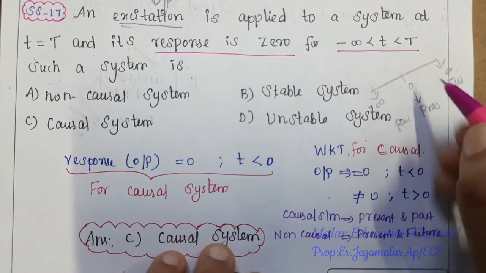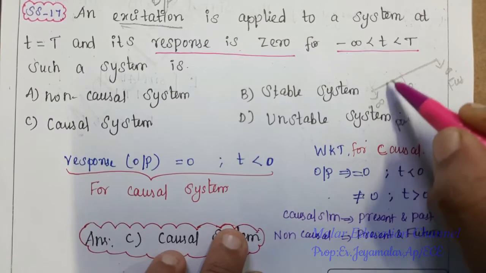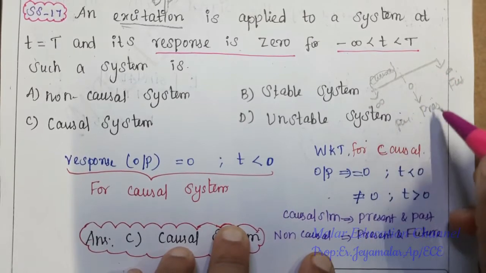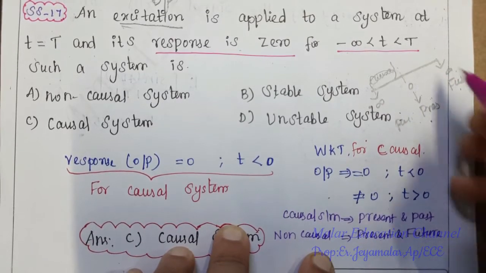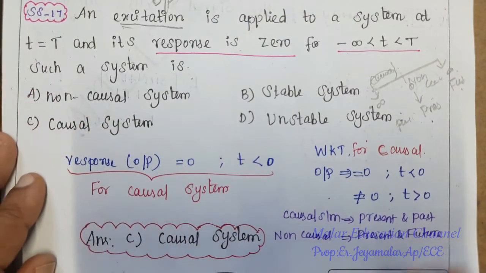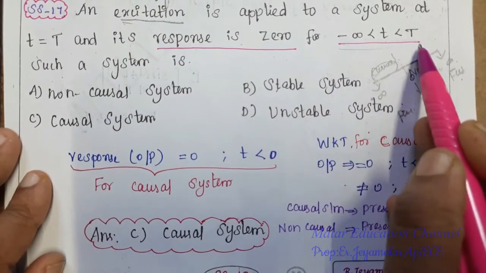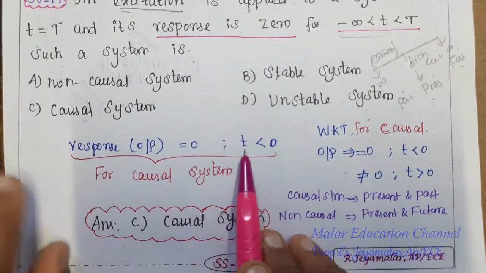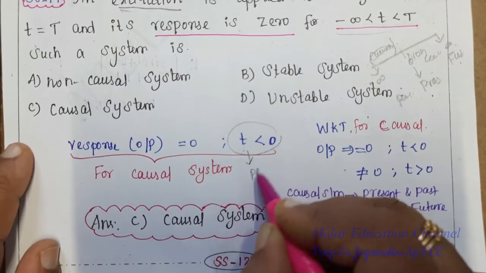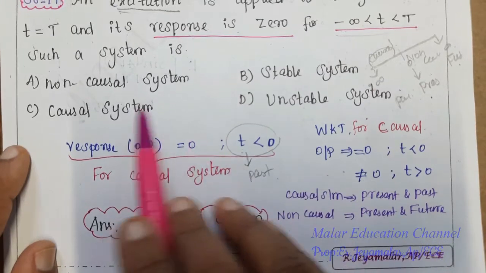Okay, for a causal system, the system depends on the present and past. This is for causal. For non-causal, the signal depends on the present as well as the future. Present as well as future means non-causal. See here, the given limit is minus infinity to t, isn't it? The output response is 0 when t is less than 0. Less than 0 means the negative side, that is for past. So present as well as past means the signal is a causal system. Hence the option is C.